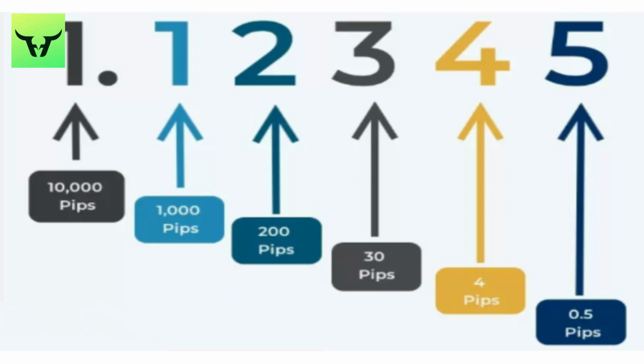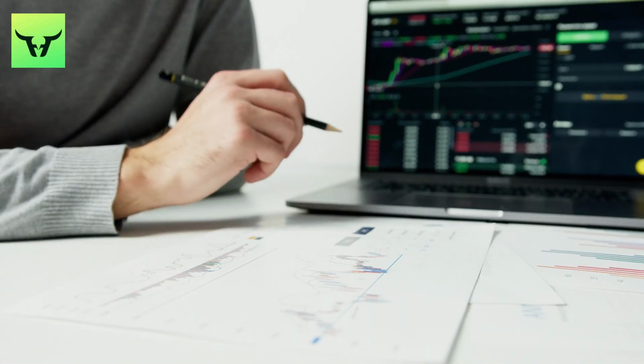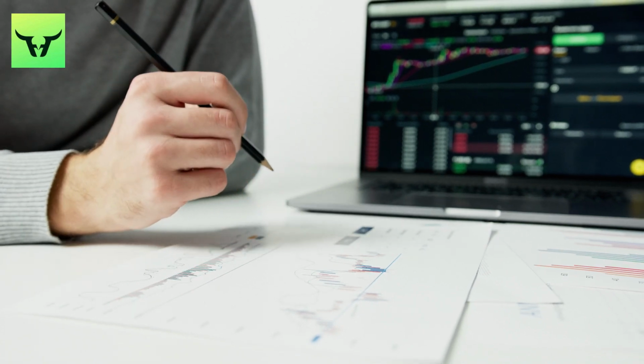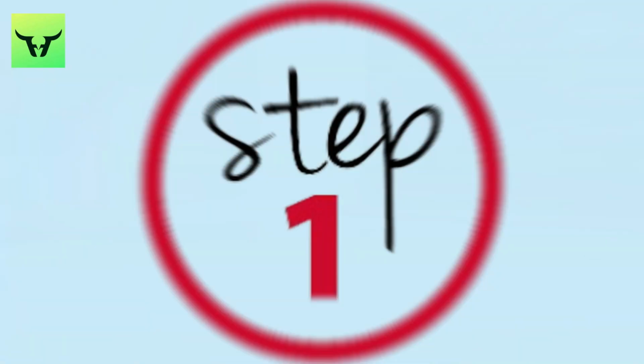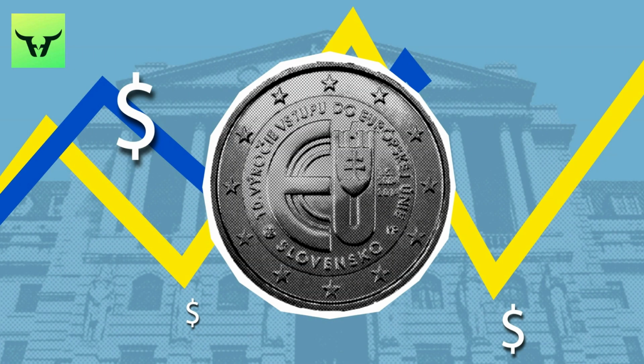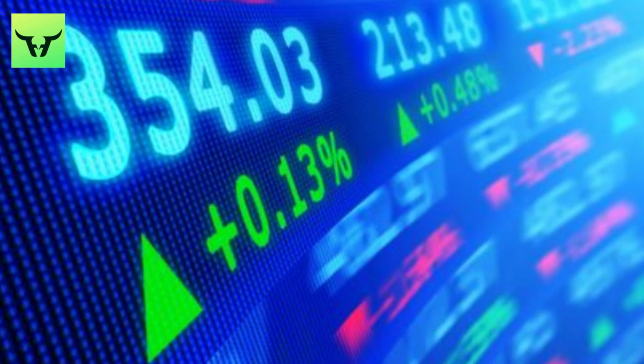Understand how to read pips. How to determine a pip's value. Let's go over how to determine the value of a pip in a basic way. Step 1. Understand the exchange rate. Every currency has its own value, and the value of a pip is determined by the currency pair's exchange rate. Step 2. Express the exchange rate as a ratio.